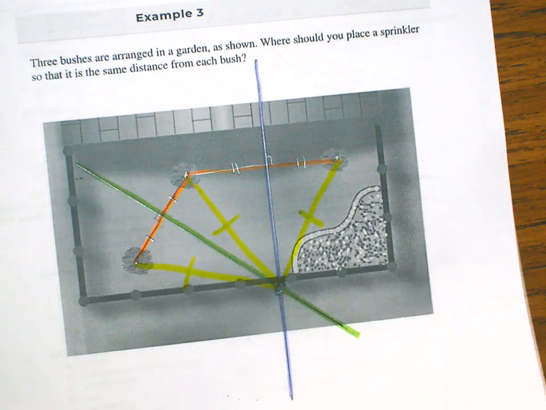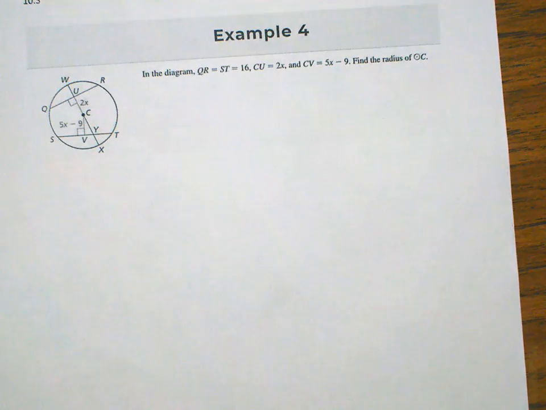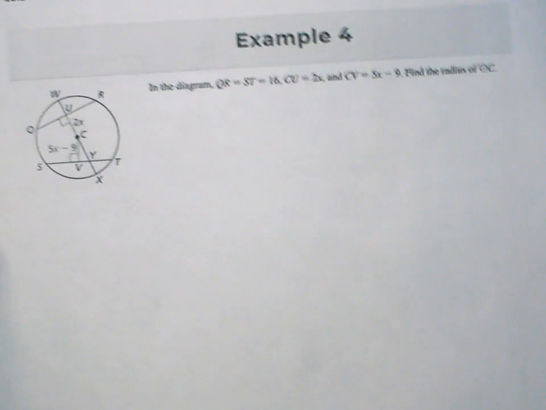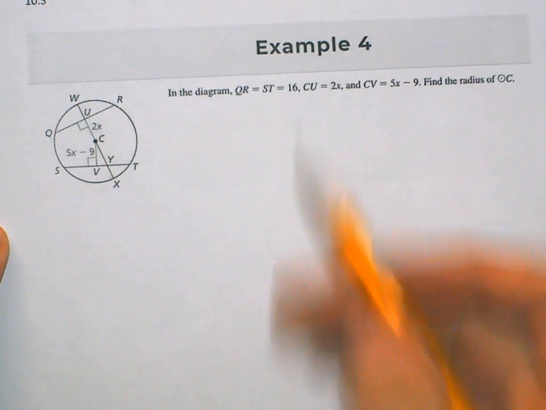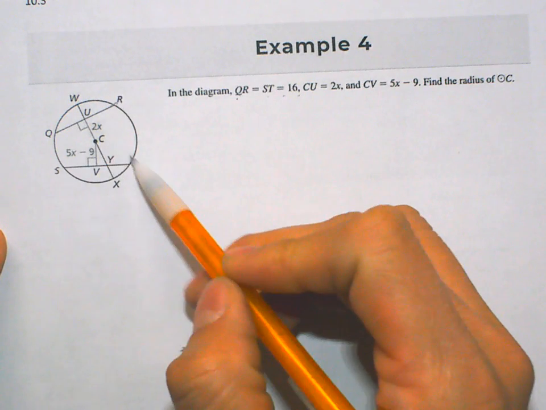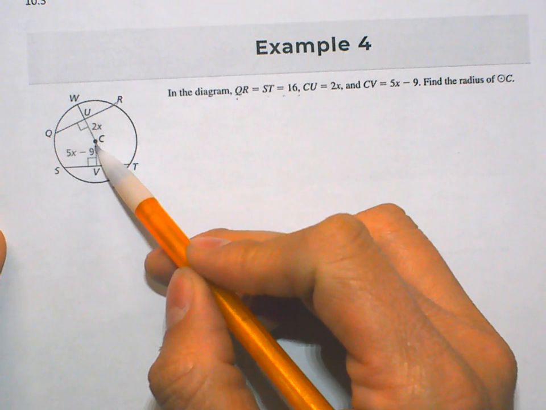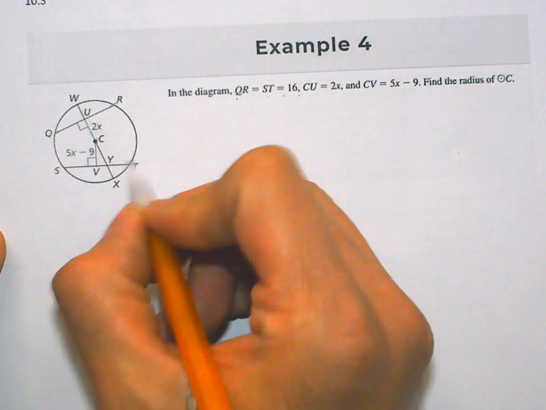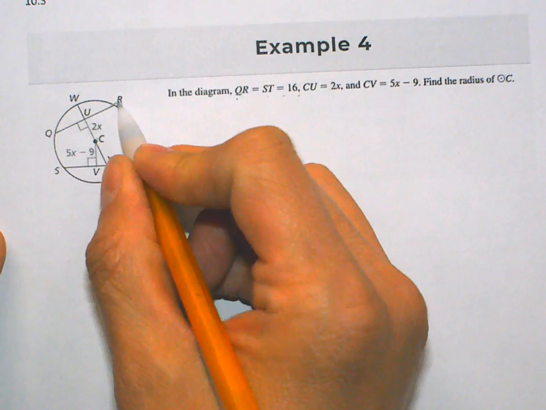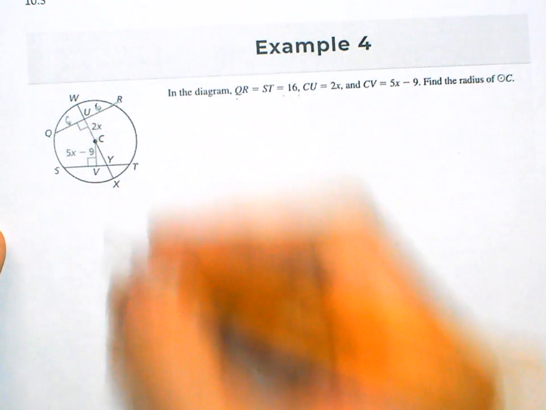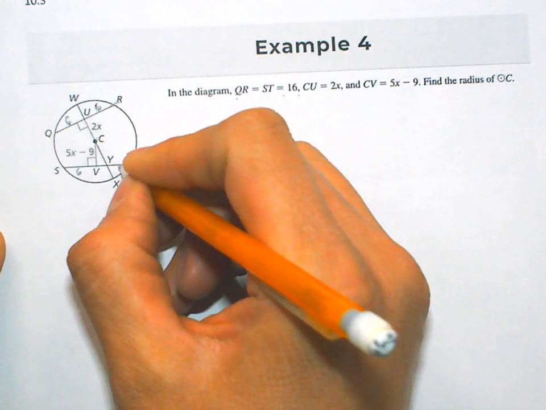All right, last example. I'm going to zoom in a little bit on this one because it's a little bit smaller. They tell you here that QR and ST are equal to 16. So all of this is equal to 16. Now, we do notice here that the radius is going to be perpendicular. Because the whole segment is 16 and the whole segment is 16, I know this measurement right there is going to be 6, and this measurement right there is going to be 6.